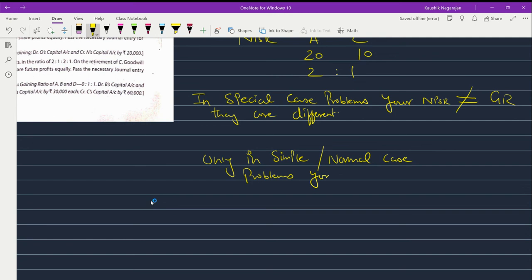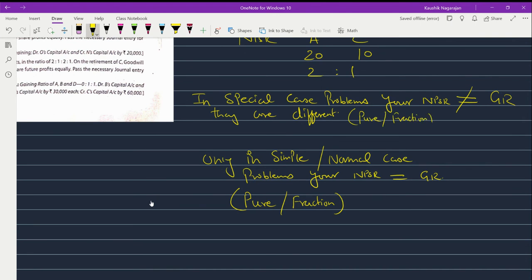your NPSR will always be equal to your GR. Okay, this will be under two cases. If your PSR is either pure or even if it is fractions. This is applicable under both, when your PSR is either pure or fraction.